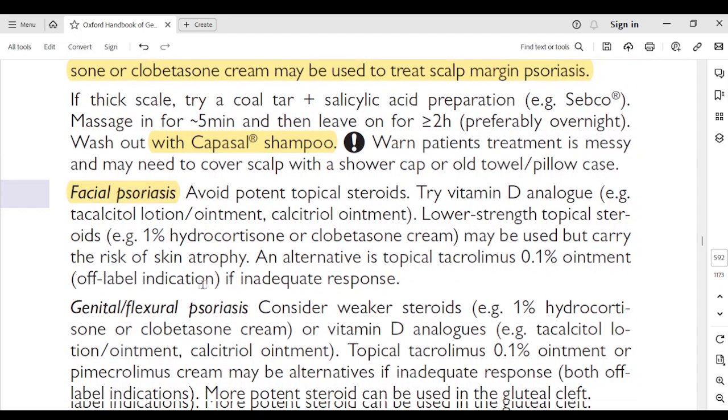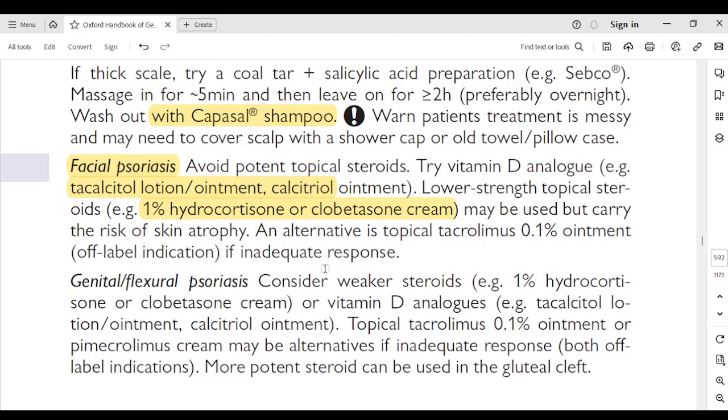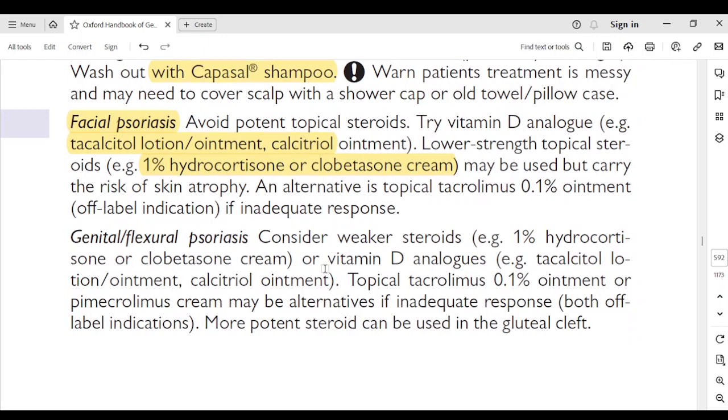Facial psoriasis. Avoid potent topical steroids on the face. Try a vitamin D analog, for example tacalcitol lotion or ointment, or calcitriol ointment. Lower-strength topical steroids, that is 1% hydrocortisone or clobetasol cream, may be used but carry the risk of skin atrophy. An alternative is topical tacrolimus 1% ointment, off label, if inadequate response.